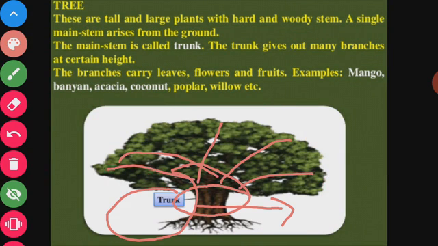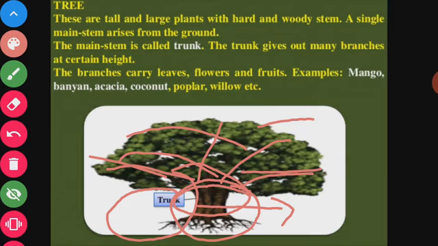Many branches come out from one trunk, and these trees grow. These branches carry leaves, flowers and fruits. On each and every branch of this tree there are leaves, flowers and fruits. Examples: banyan, acacia, coconut, poplar, willow.